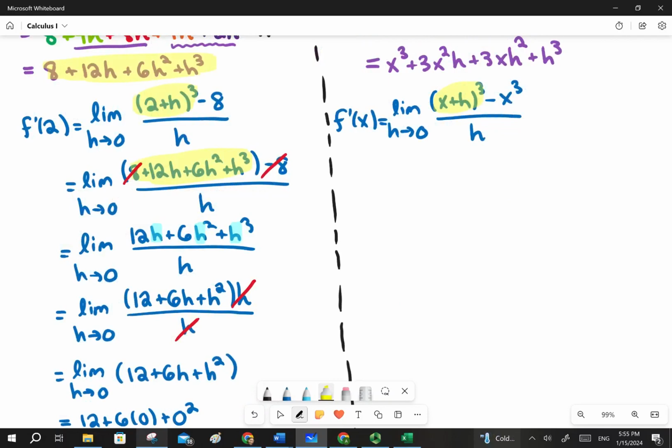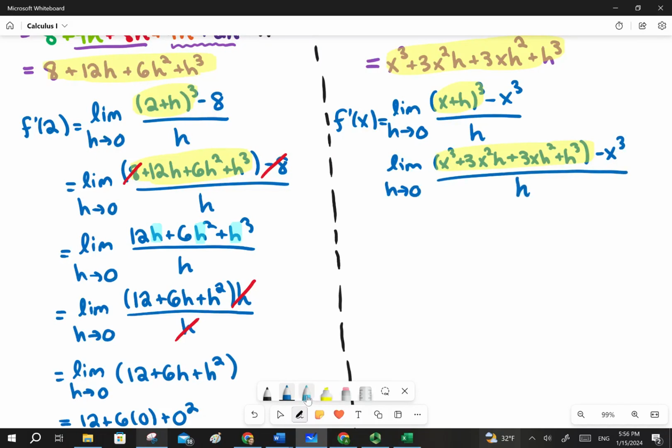Plugging in x plus h cubed, we get that f prime of x, which was the limit as h approaches 0 of f of x plus h minus f of x over h, so the limit as h approaches 0 of x plus h cubed minus x cubed over h, equals the limit as h approaches 0 of x cubed plus 3x squared h plus 3xh squared plus h cubed minus x cubed all over h.